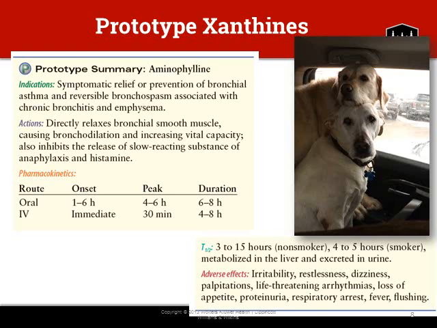Alright, so our prototype that the book uses is going to be the aminophylline. I think theophylline's more often seen.